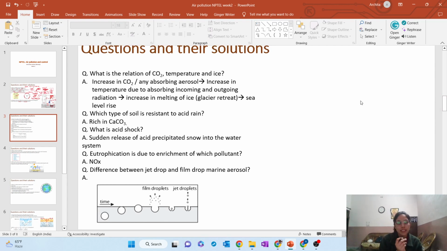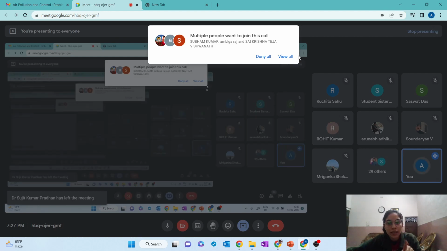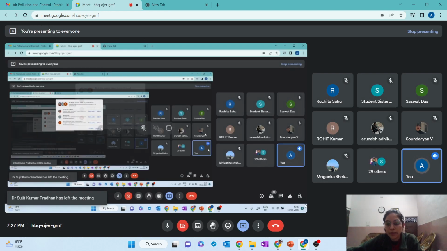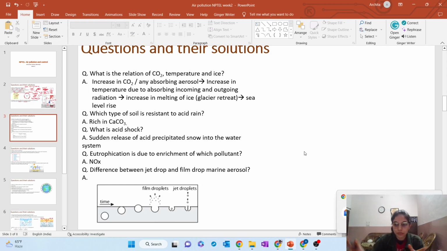Next is the relation of carbon dioxide, temperature, and ice. As I suggested earlier, carbon dioxide is increasing every single day. Now we have to see how this increase in carbon dioxide is affecting the temperature, and hence the ice in the glacier, which in turn affects the sea level. Again, it's also an example of a positive feedback loop, where an increment in one thing leads to further increment in all the other things.